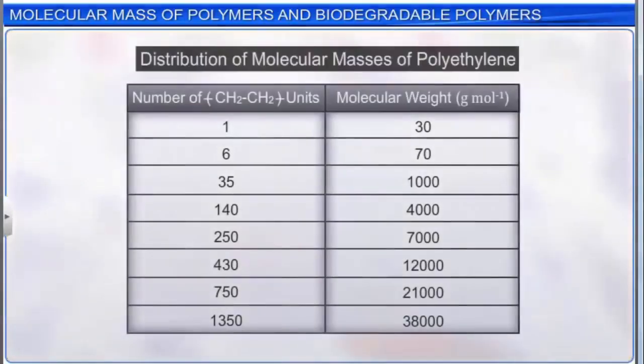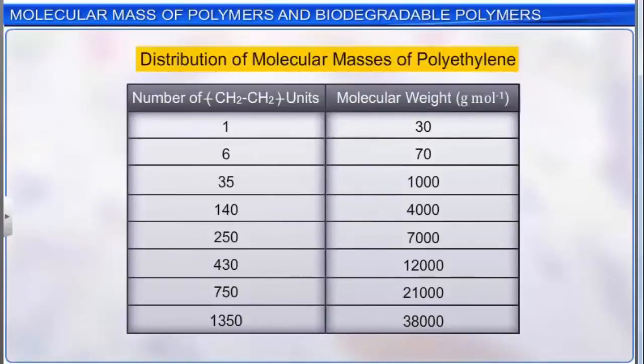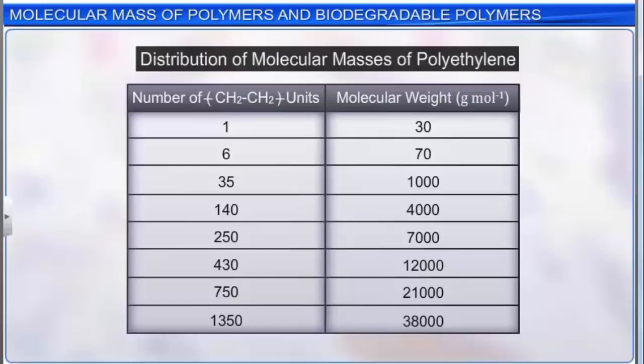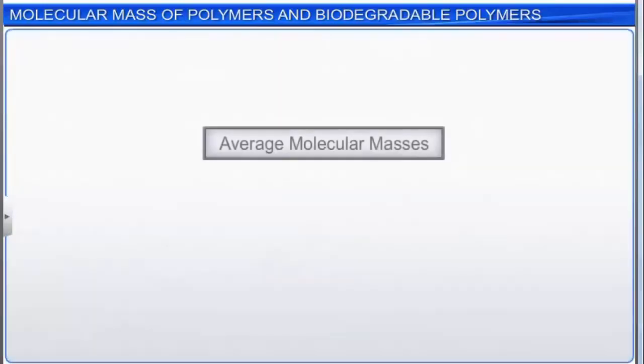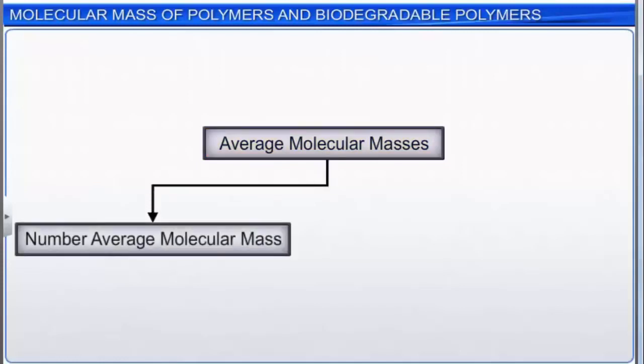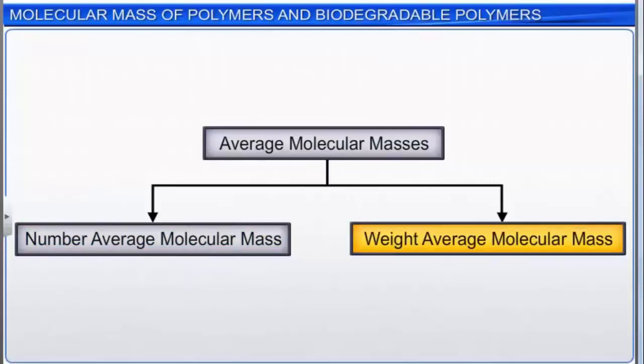Therefore, the molecular masses of polymers are best described as a distribution of molecular masses. So, when we discuss molecular masses of polymers, it's most appropriate to discuss average molecular masses. We can calculate the average molecular mass in two ways: number average molecular mass and weight average molecular mass.